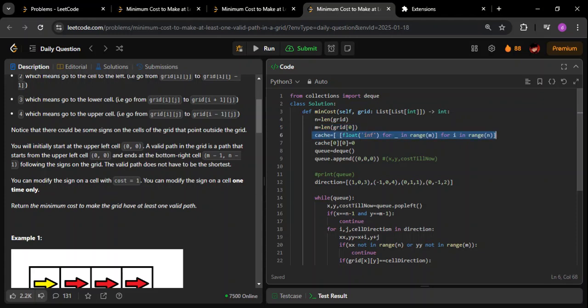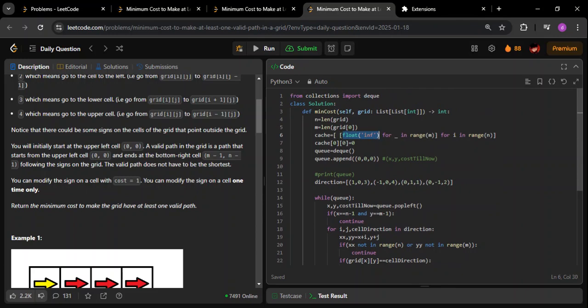This cache is going to tell me that when I enter a particular cell, let us say x comma y, what is the minimum cost that I previously incurred in order to enter x comma y. So that is what the cache will tell me. This initially has float of infinity.